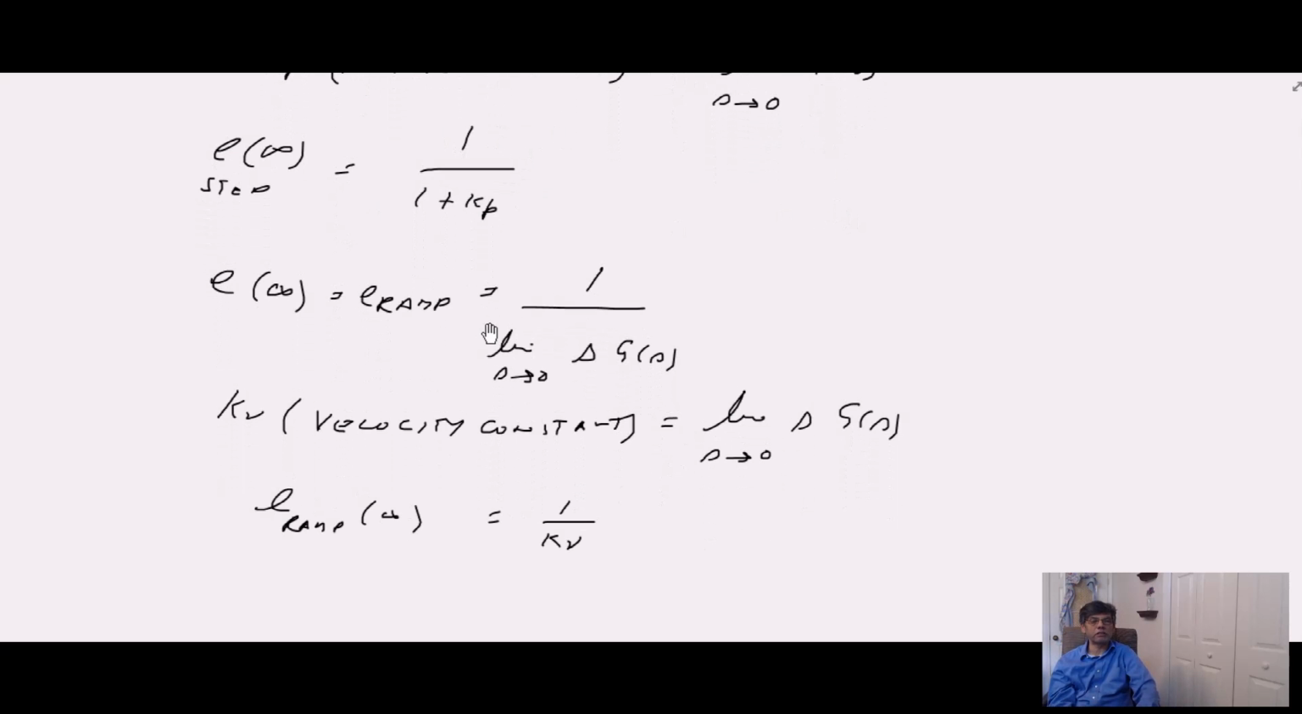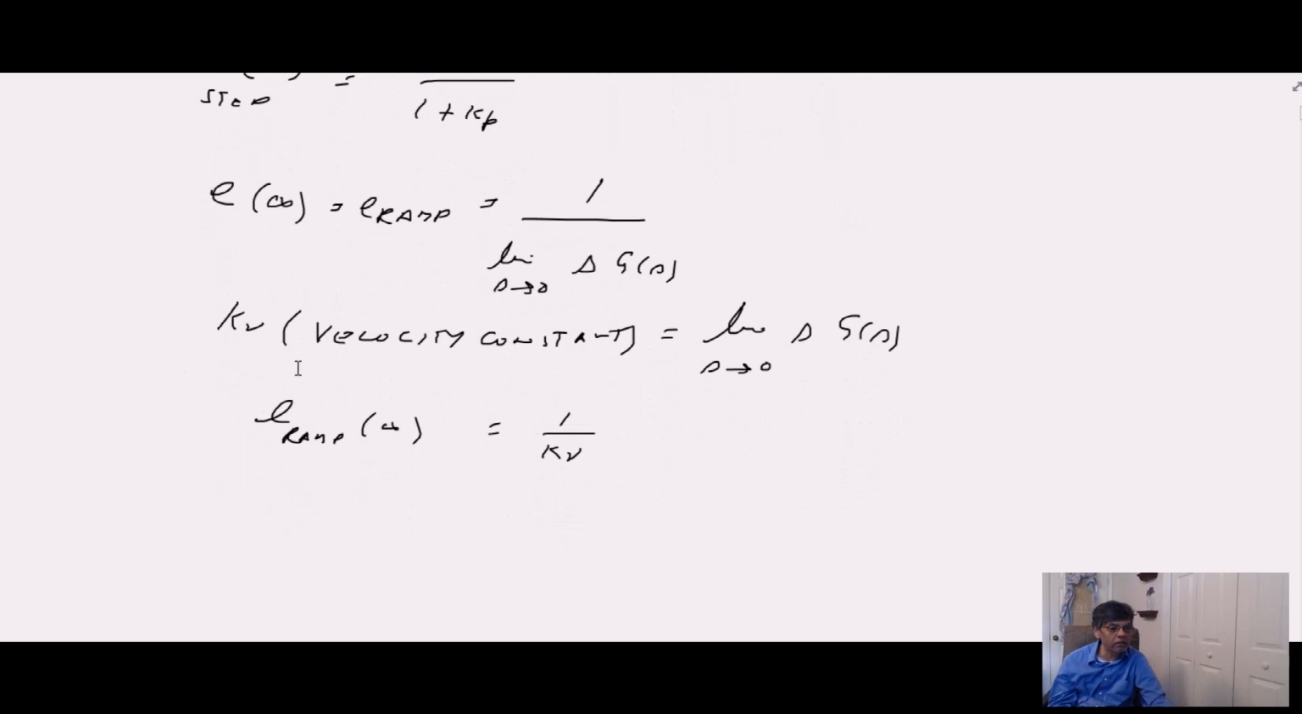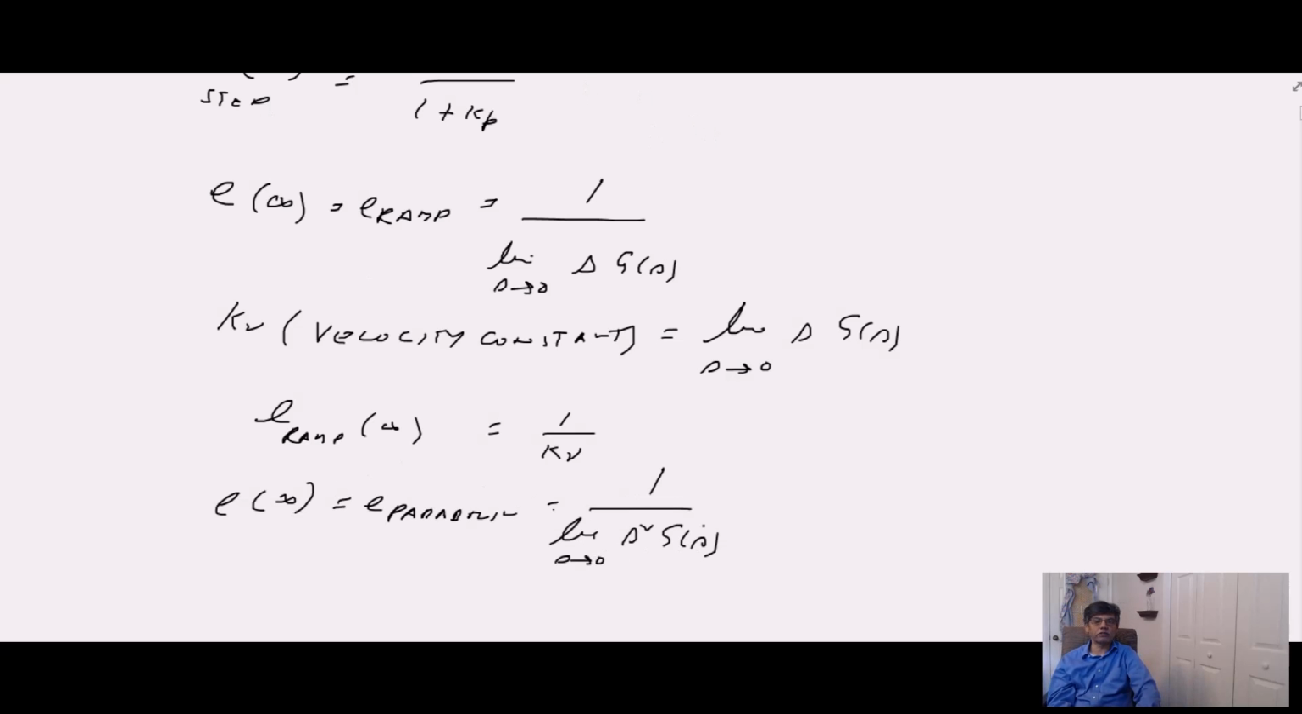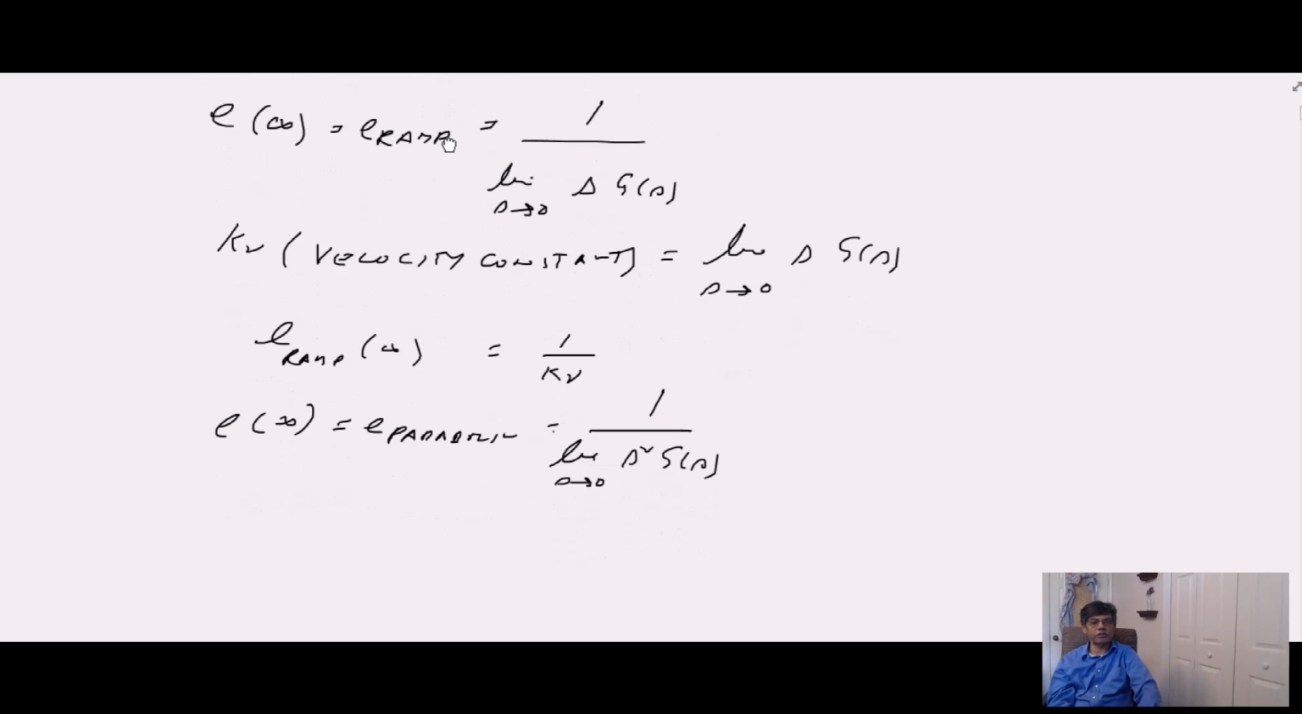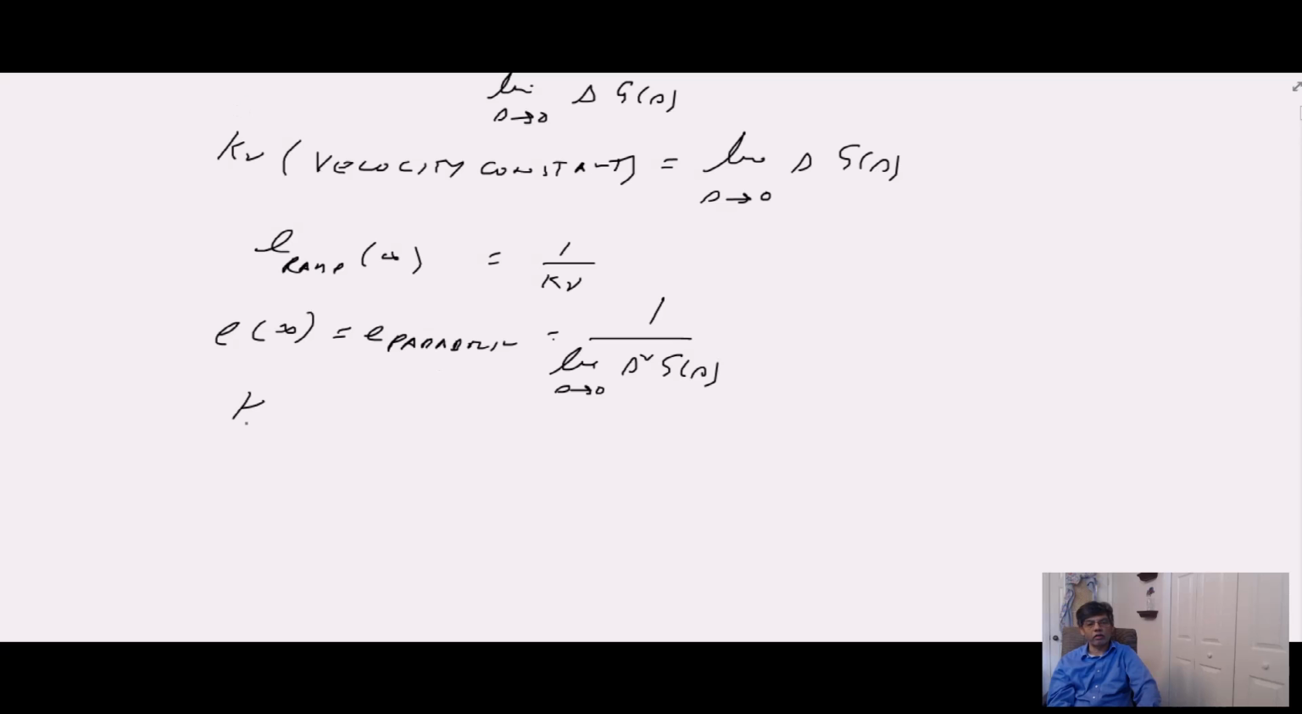The last but not the least is called the parabolic. If you recall, the parabolic steady state error e_parabolic(infinity) was equal to 1 over the limit as s goes to 0 of s squared G(s). Now this s squared G(s) is called the acceleration constant. So here we go, Ka, which is the acceleration constant.